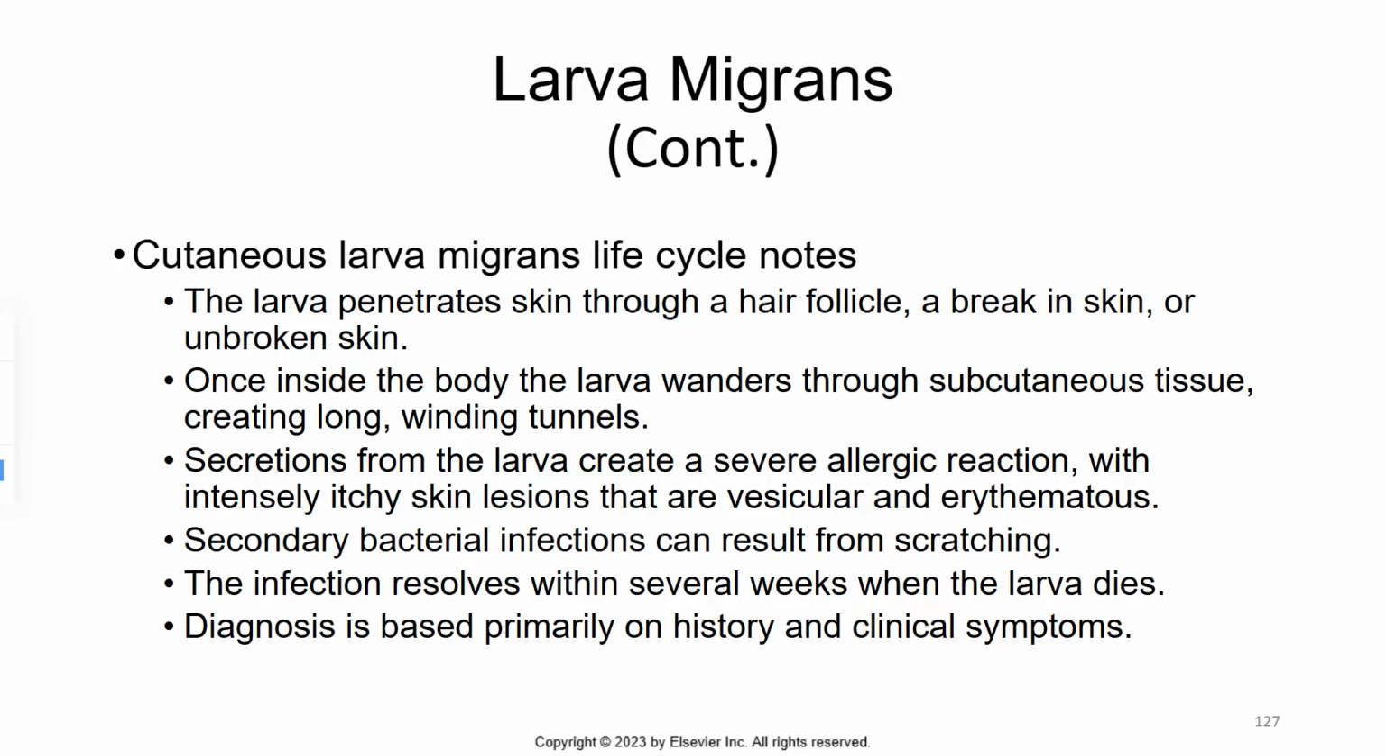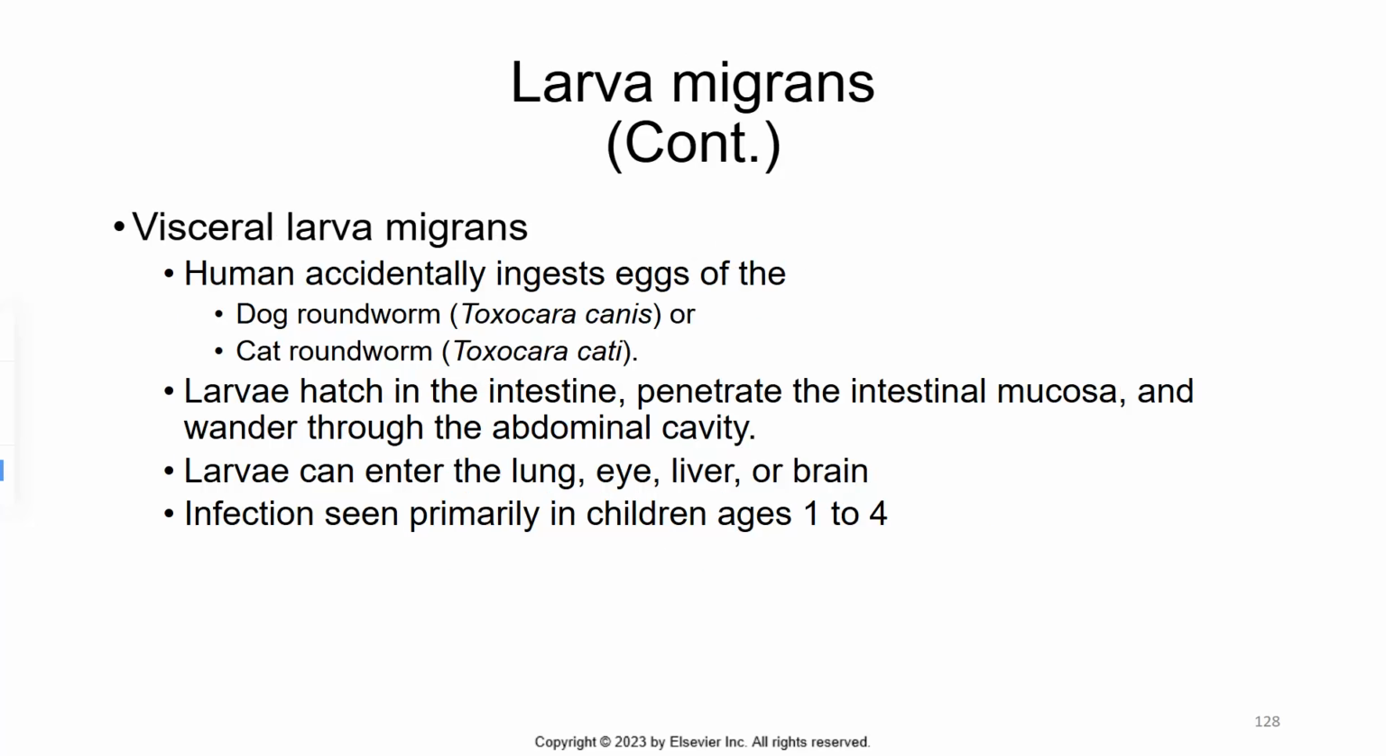Cutaneous larval migrans life cycle notes. The larva penetrates the skin through a hair follicle, a break in the skin, or unbroken skin. Once inside the body, the larva wanders through the subcutaneous tissue, creating long, winding tunnels. Secretions from the larva create a severe allergic reaction with intensely itching skin lesions that are vesicular and erythematous. Secondary bacterial infections can result from scratching. The infection resolves within several weeks when the larva dies. Diagnosis is based primarily on history and clinical symptoms.